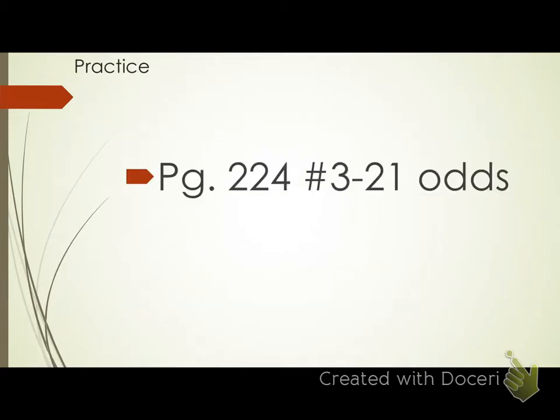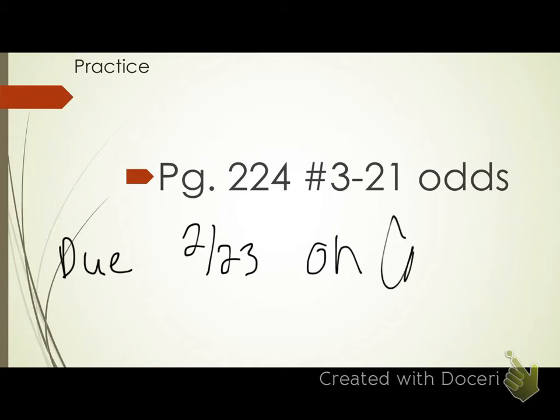So that's all the notes I have for you guys today. We'll finish the notes up tomorrow on the second part of 4.8. Today's assignment is page 224, numbers 3 through 21 odds. This will be due, I think we have an assignment due on Monday, so let's make this assignment due on Tuesday, the 23rd of February on Canvas.